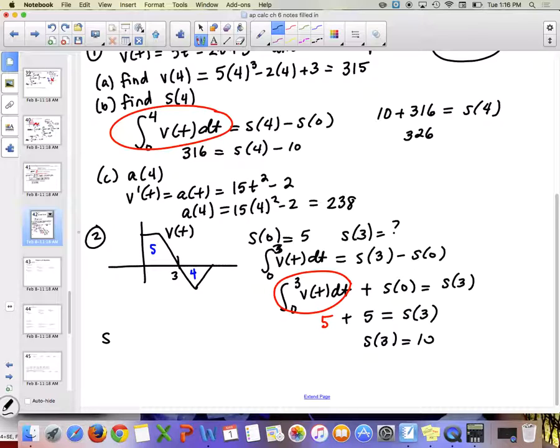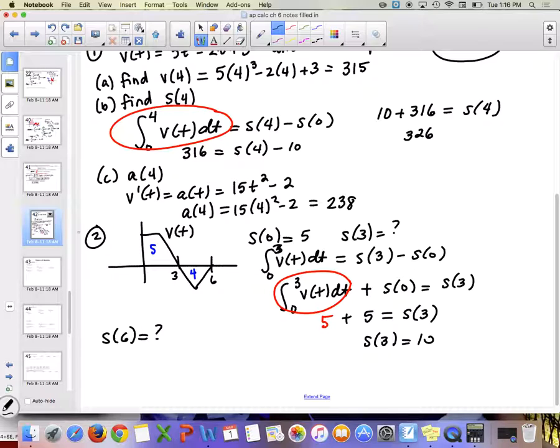What if I asked you s of 6, position at time 6? So you don't have to write out all the integral stuff. Okay, what's the total displacement from time 0 to time 6? Close, not negative though. 1 unit, right? Does that make sense? Because you have positive 5, you have negative 4. Do you guys see it? So you have 1 unit.